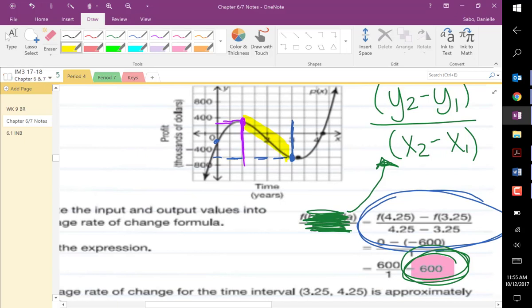So in your head when you do these problems, please check your answer in a way. Like, hey, I'm going down, I should be getting a negative number. If I'm not, something went wrong. Okay? Cool.